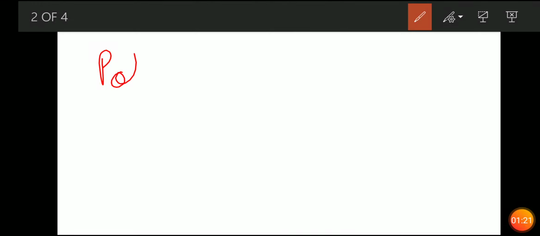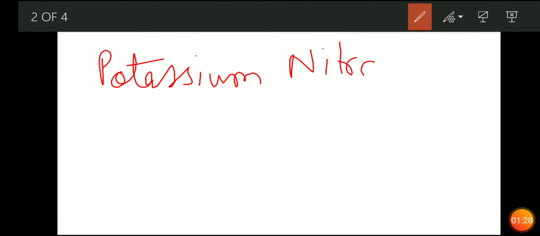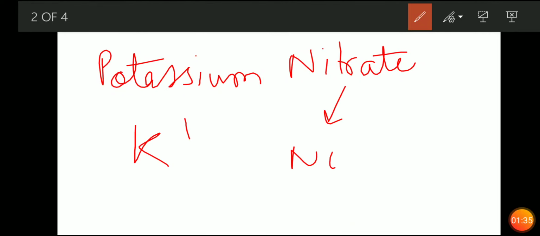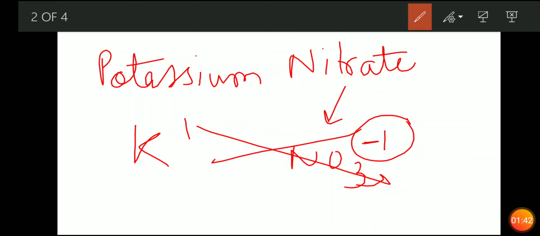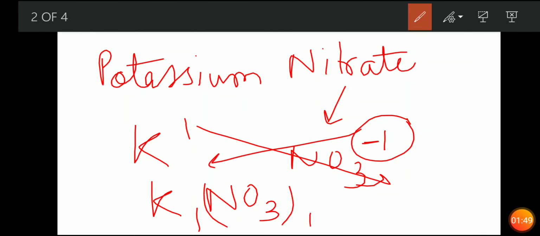Now the next question is potassium nitrate. Potassium has a valency of 1 and nitrate is NO3 minus 1. This minus 1 is the valency. Now what we will do is interchange the valencies. K1NO3, this 1 will not be written, so it will become KNO3.